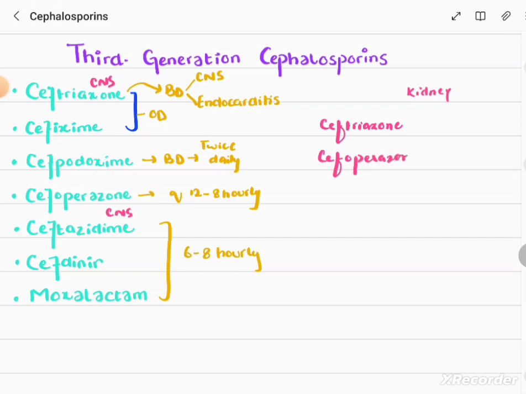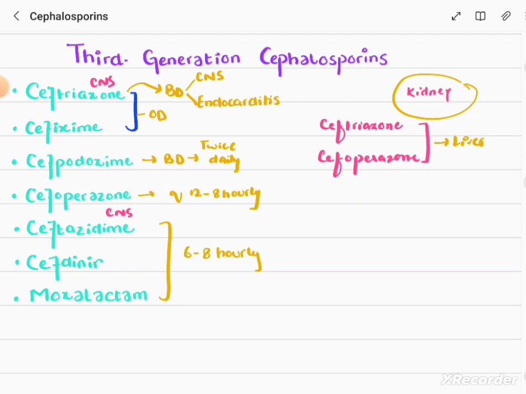So these are the 2 drugs that are excreted by the liver. And apart from these two, all the other drugs are excreted by the kidney. And why should we know the mode of excretion? Because for the drugs that are excreted by the kidney, the doses have to be adjusted according to the renal function.